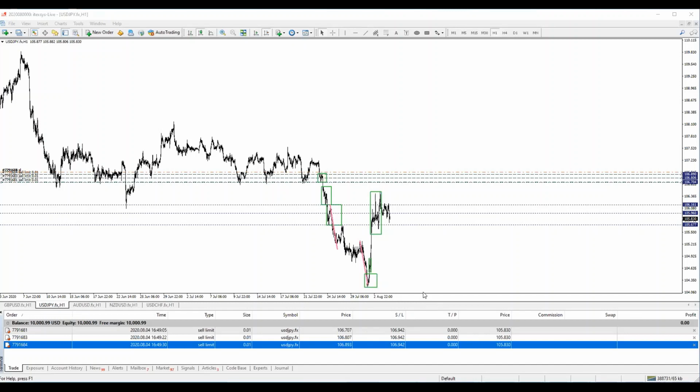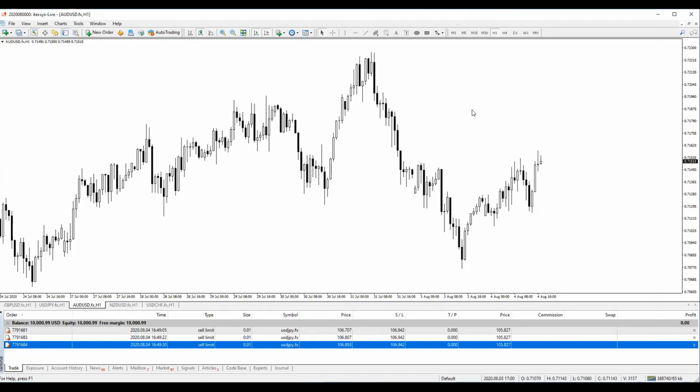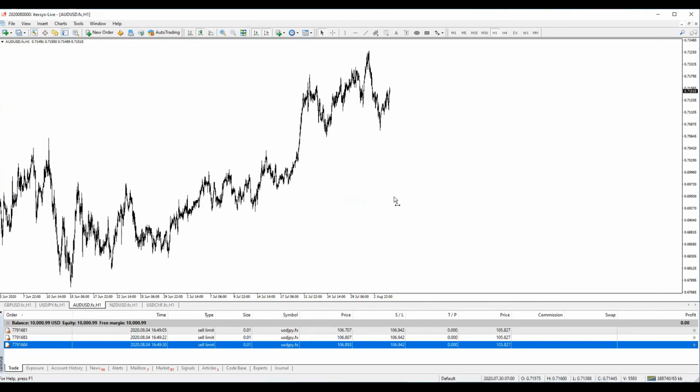So once more, let's recap and see how we can draw some more poles and flags. Let's find.